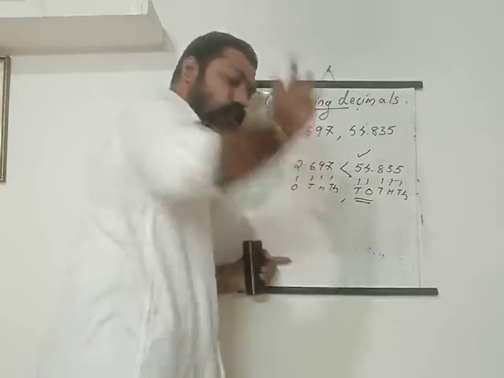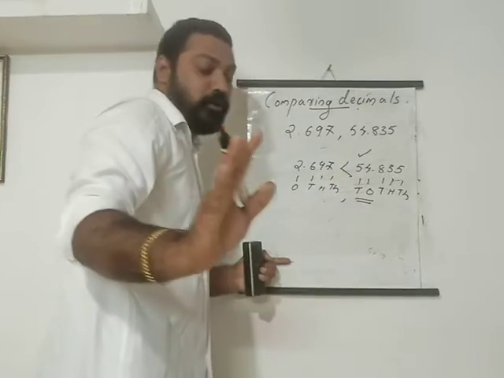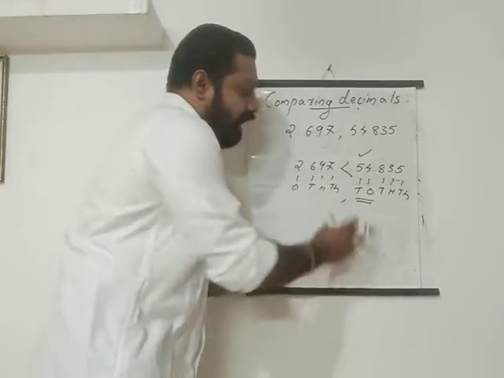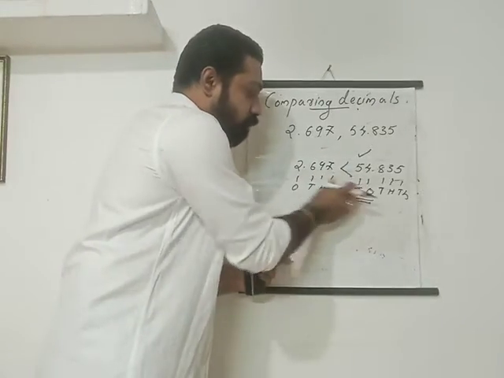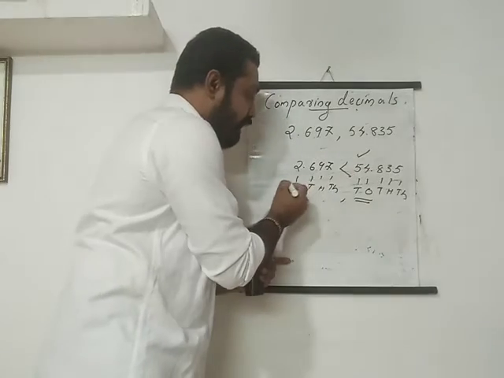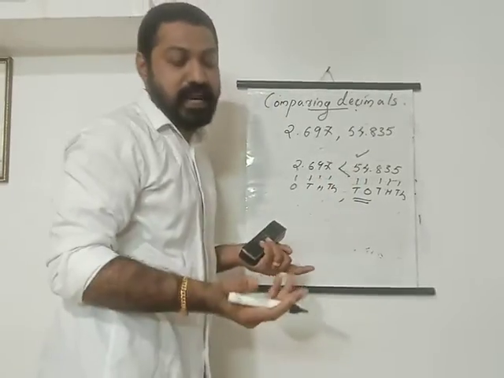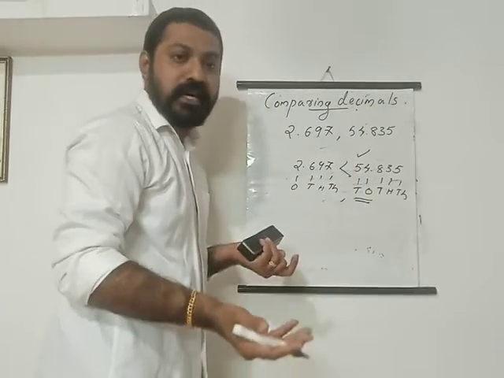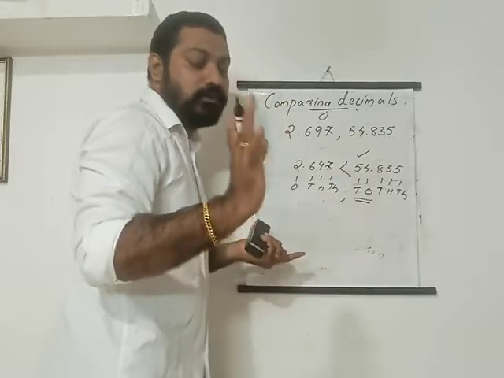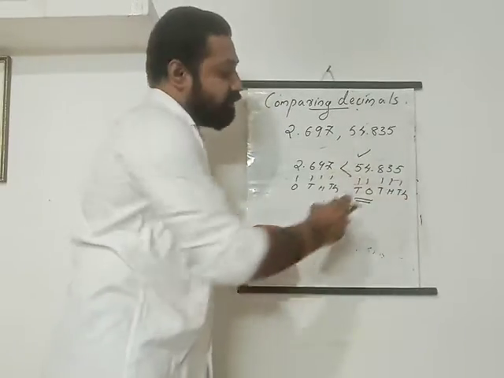Understand? No need to compare any other part. Just leave 697 and 835. If the whole number part is more, then that number must be the greatest one. Here one is 2.697 and the other is 54. Which is greater, 2 or 54? 54. So there is no confusion. If you get this kind of number, you can directly write that this is the greatest one.